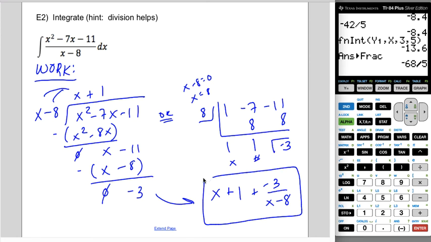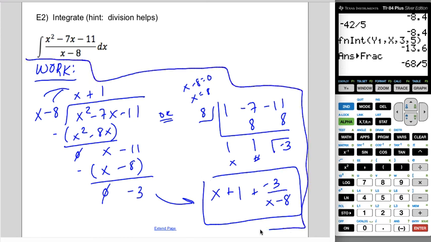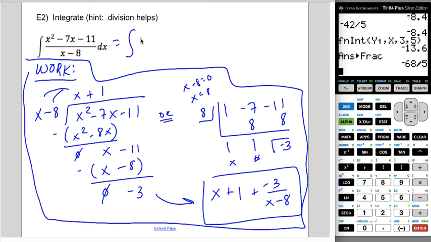Now, that's not my final answer, right? That's just the work. I still have to do all the calculus. So this is not calc, right? This is then the integral of x plus 1 plus this negative 3 over the x minus 8. So I'm going to integrate each piece individually. So the x becomes an x squared over 2. The plus 1 becomes a plus x. And then this is actually technically u sub.